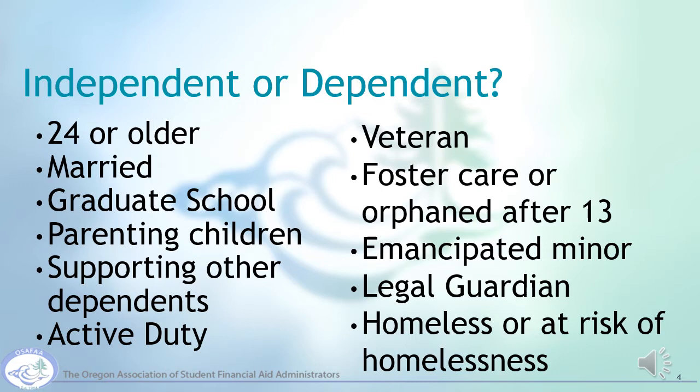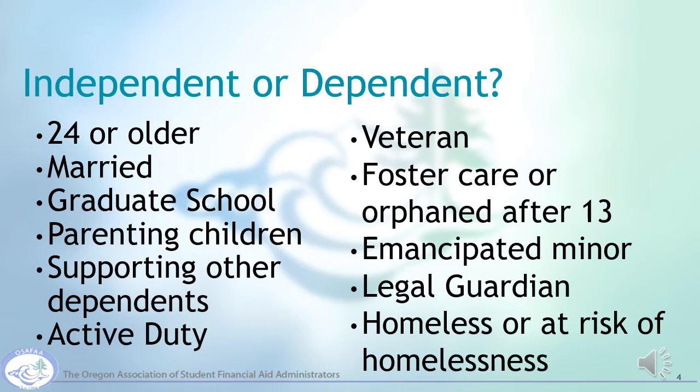If a student answers no to all of these questions, the student is considered dependent and will need to provide parental information, even if they support themselves or the parent did not claim them on the tax return. The questions are: Is the student 24 years of age or older? Is the student married? Is the student enrolled in a graduate program? Is the student providing at least 50% of the support for a child or other dependents?